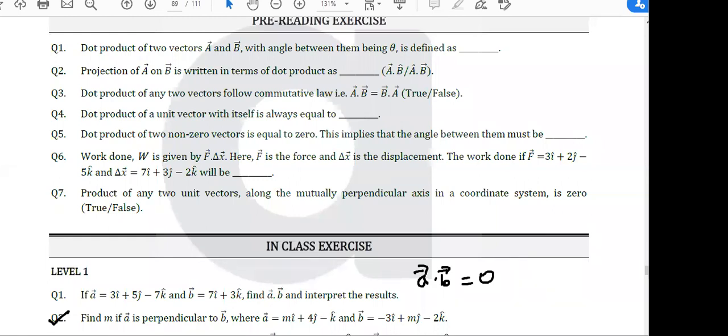Okay, many students are saying minus two, many students are saying two, let's see. So m into minus three, just minus three m. Then four into m, j and j, so it will be plus four m. Then minus one into minus two, which is plus two. This should be equal to zero. So minus 3m plus 4m is m only. This will give you m is equal to minus 2. Yes, the answer is minus 2. Got it, everyone?